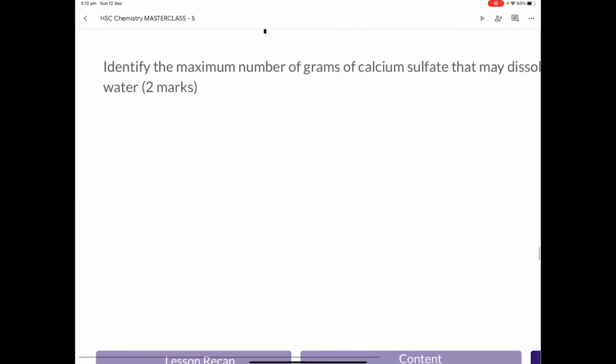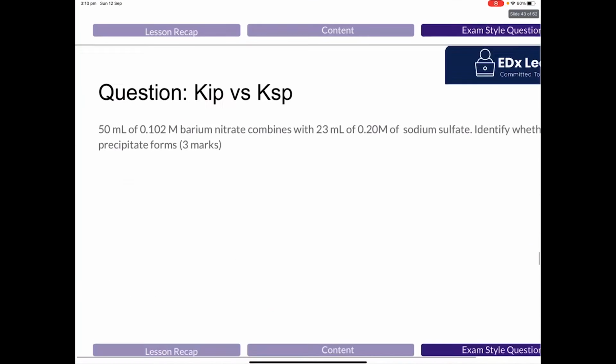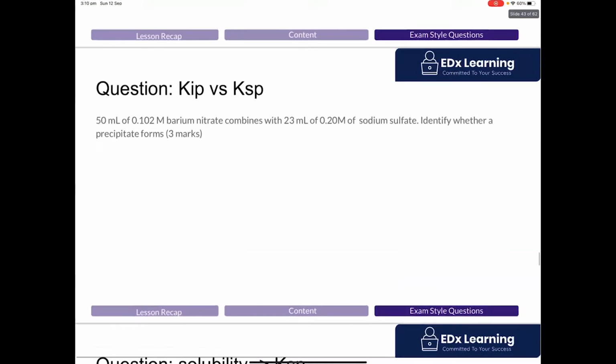Oh wait, so could we do a precipitation reaction to find out if the precipitate is reached or not? Yeah, sure. Like this? Oh yeah, basically.